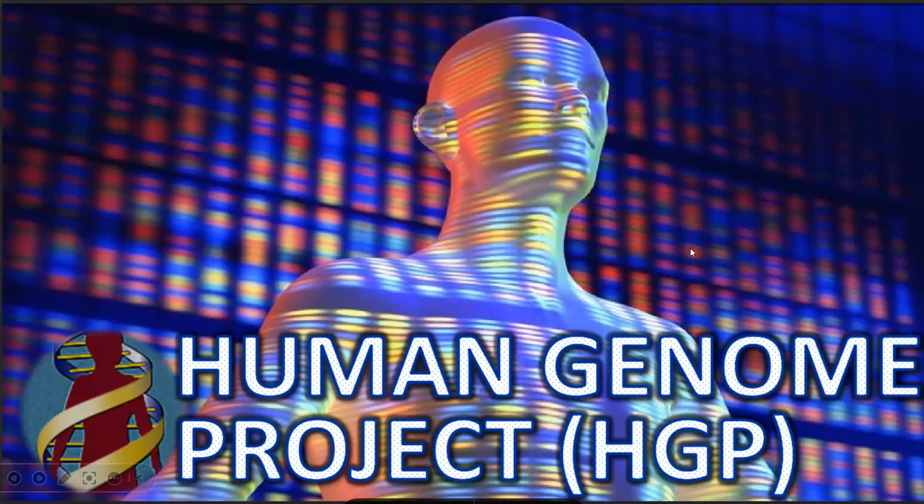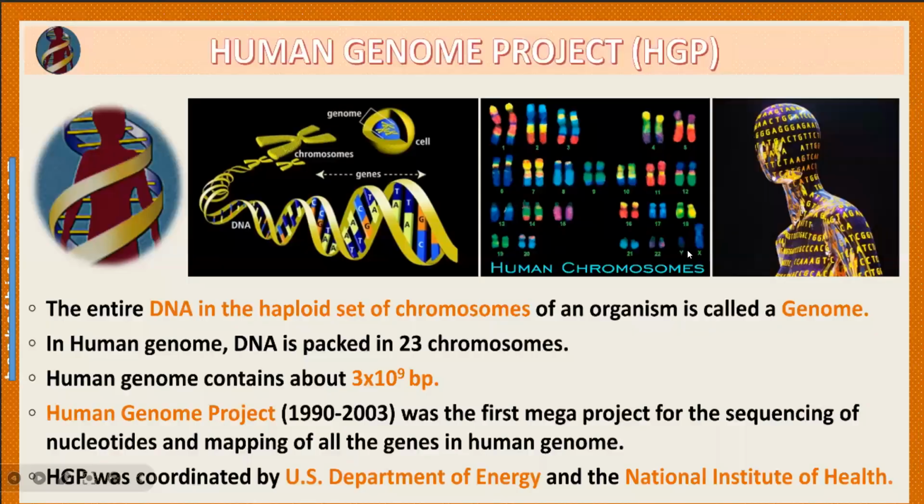Now the first point is, in this you have to know what are the aims and what are the features of Human Genome Project. The entire DNA in a haploid set of chromosomes of an organism is called genome. In human genome, DNA is packed in 23 chromosomes. Now, human genome contains 3 into 10 raised to 9 base pairs.